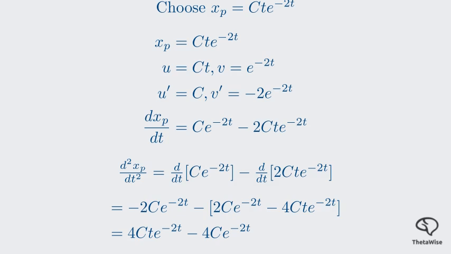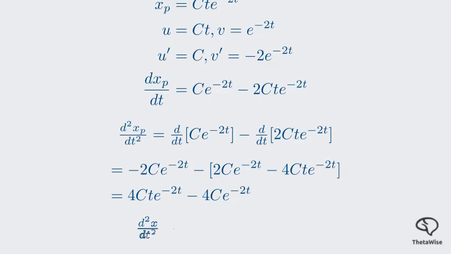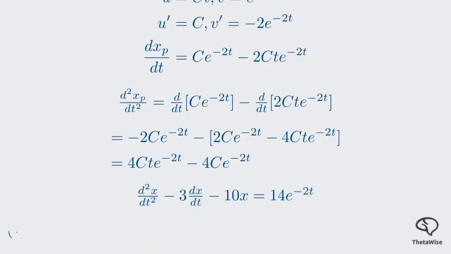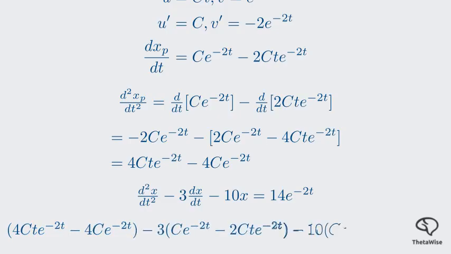Now we substitute these derivatives into our original equation. Our equation is the second derivative, minus 3 times the first derivative, minus 10x_p equals 14e^(-2t). Substituting in our expressions, we have our second derivative, minus 3 times our first derivative, minus 10 times x_p, all equal to the right-hand side. Now let's distribute the negative signs and simplify.